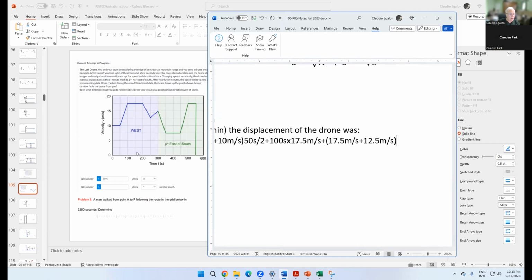This side plus this side times this one is 100, right? No, it's 50 times 50 seconds divided by 2. And finally, the other one, right? 12 and a half plus 15, that is meters per second, times height, 50 seconds, divided by 2.